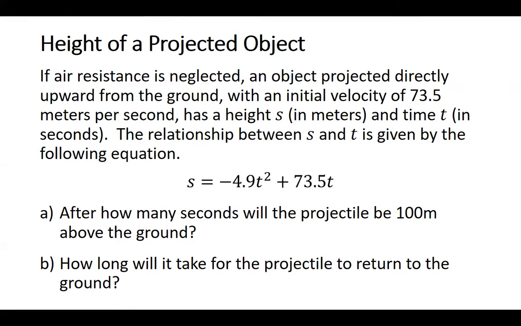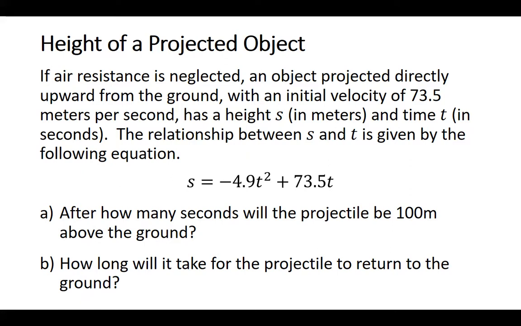So let's go back and put some of this stuff on the board here. If air resistance is neglected, so we're not dealing with air resistance, an object projected directly upward from the ground. So this object is just being shot up in the air with an initial velocity of 73.5 meters per second. So it's going upwards initially. Obviously, it's got gravity fighting against it, and that's where all this stuff comes in here. So it's going up initially at 73.5 meters per second, that's the initial velocity. But we don't really need to take that into account because we're being given a model here. It has a height s in meters, so s is the height in meters, and a time t, so that's the time in seconds.